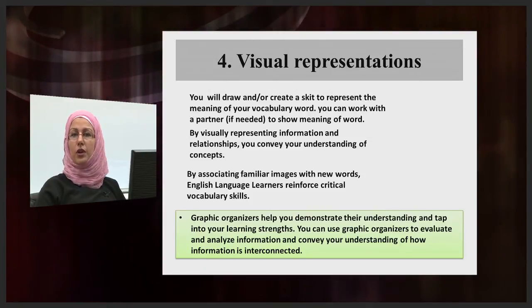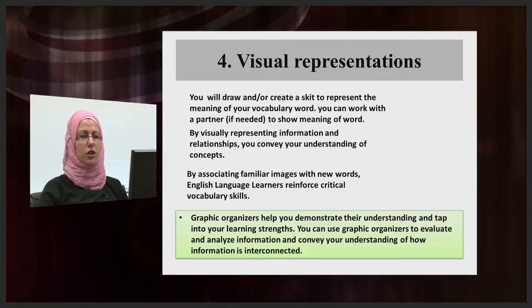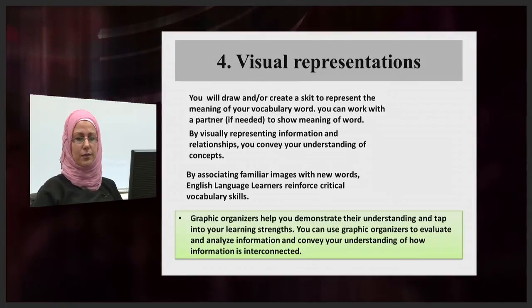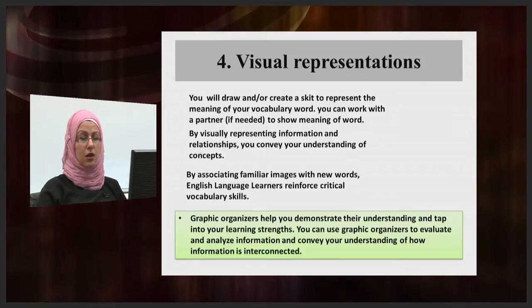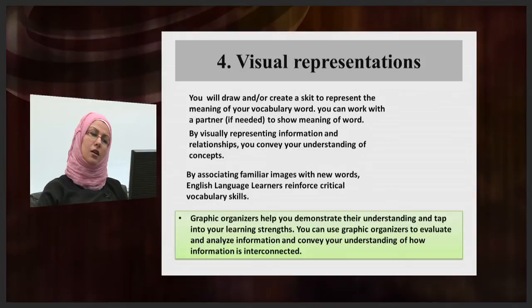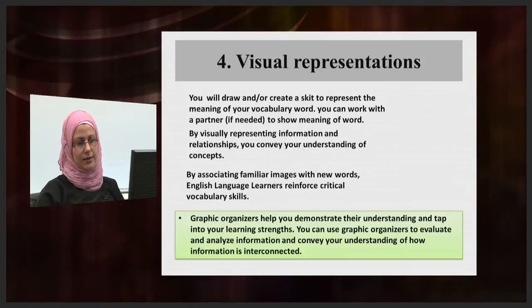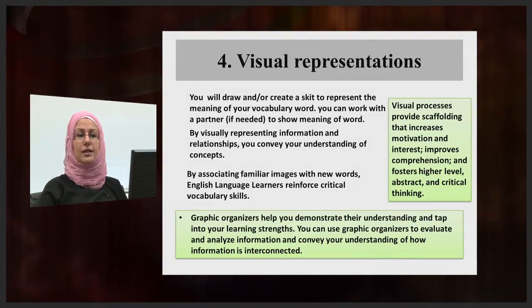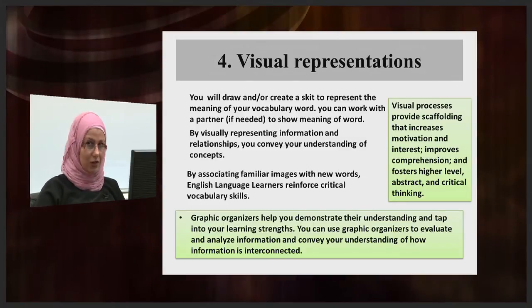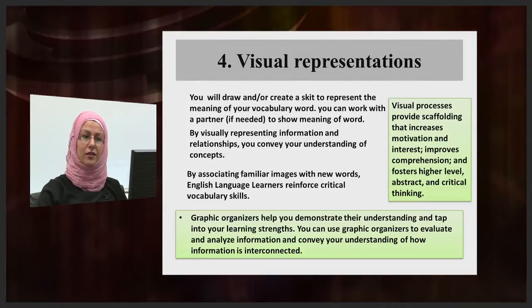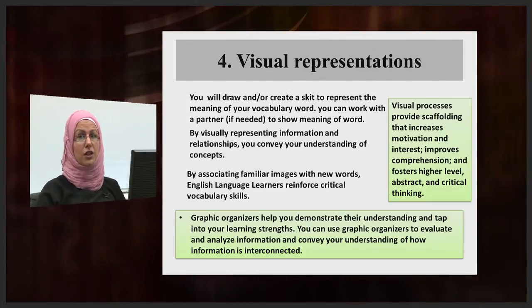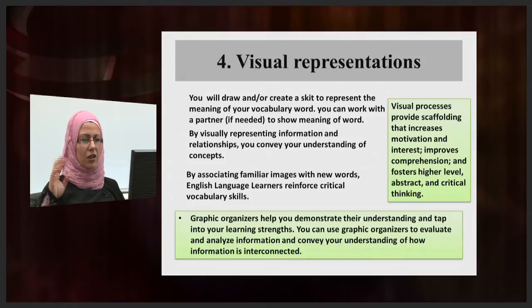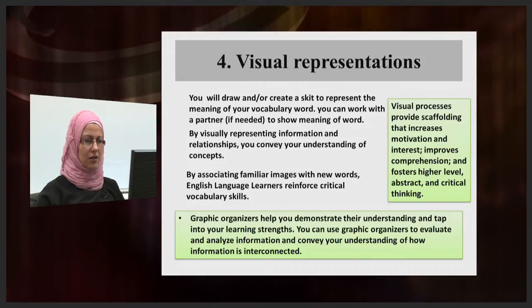One very famous example of visual representations is the graphic organizer or different graphic organizers that help you demonstrate your understanding and tap into your learning strengths. You can use graphic organizers to evaluate and analyze information and convey your understanding of how your information is interconnected. Visual processes provide scaffolding that increases motivation and interest, which is very important for you as a learner, especially if you come across very difficult words or conceptual meanings that are hard to understand, hard to keep in mind, and therefore you feel it's boring and you just leave them away.